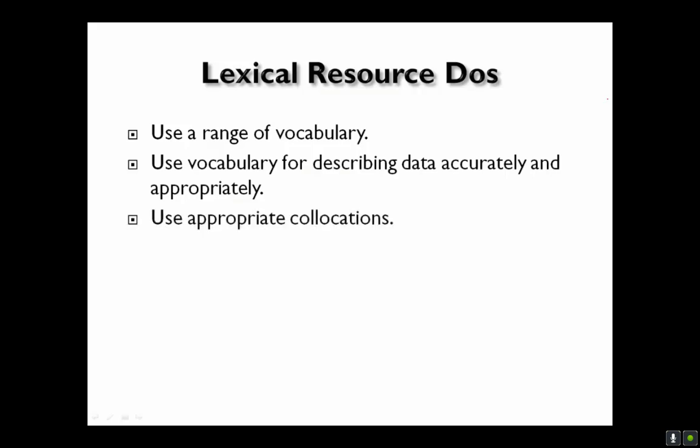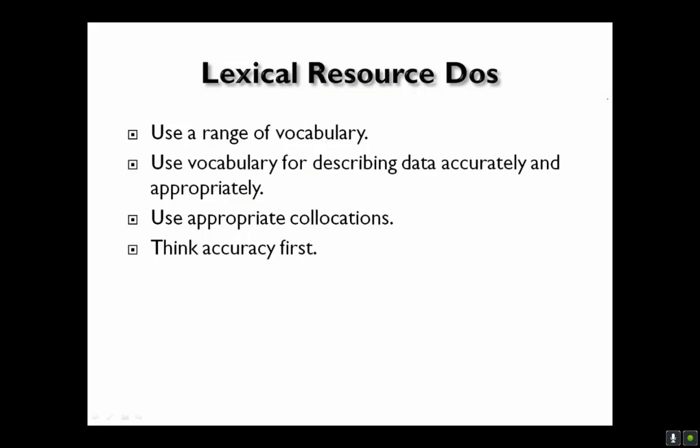Use appropriate collocations. Collocations are words that normally go together, and we're going to show you that in module 10. This is very important. You should think accuracy first. Lexical resource and grammar is a balance of range and accuracy. Range means that you use a wide range of vocabulary, a wide range of words. Accuracy means that they are correct.